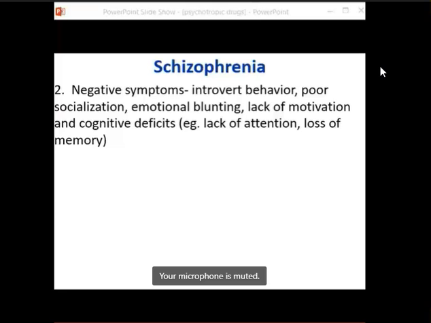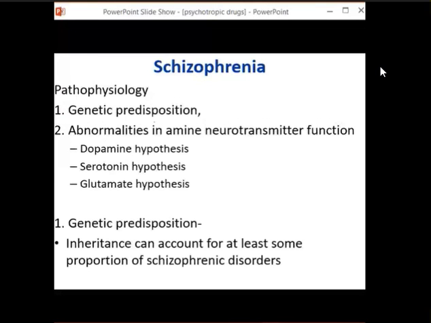So for the diagnosis of schizophrenia, we usually go with the symptoms or history taking of the patients. By history taking and by observing the patients, we categorize these symptoms as positive symptoms and negative symptoms, and according to that we have to give the drugs, or antipsychotic drugs.